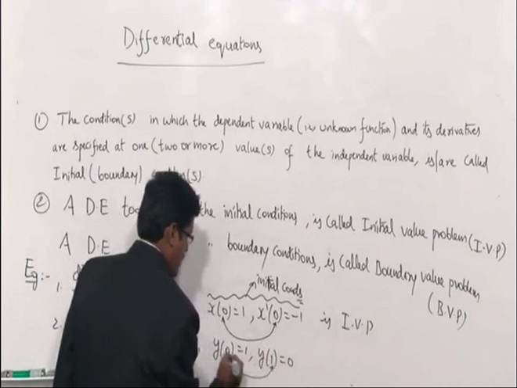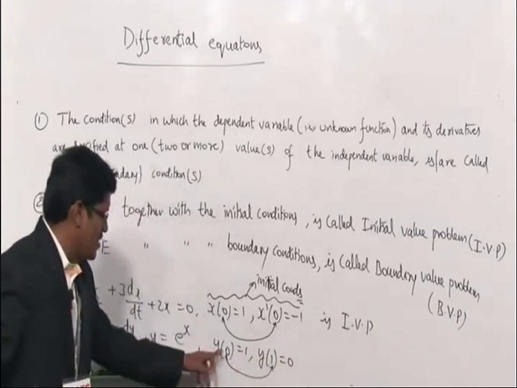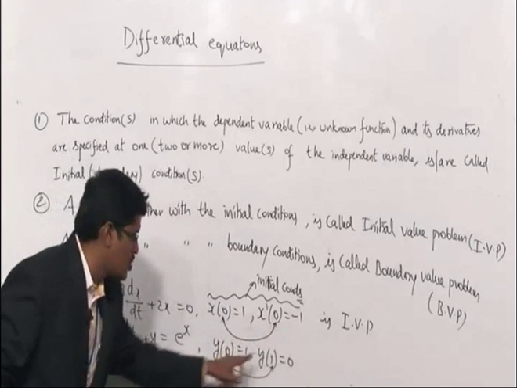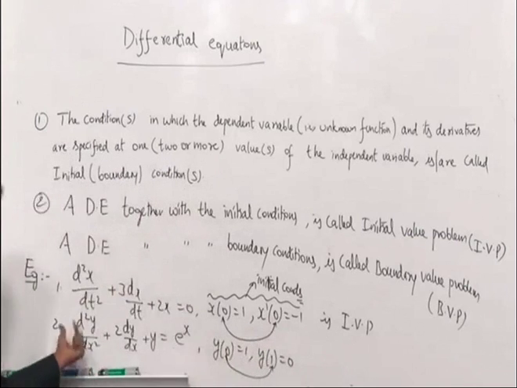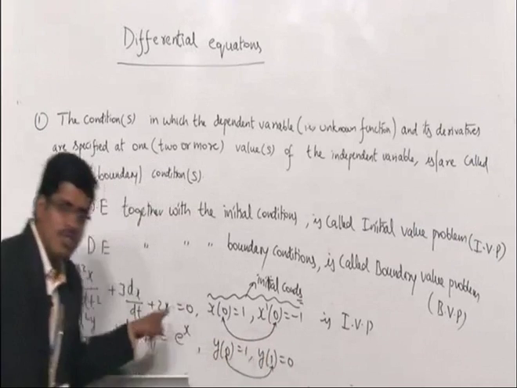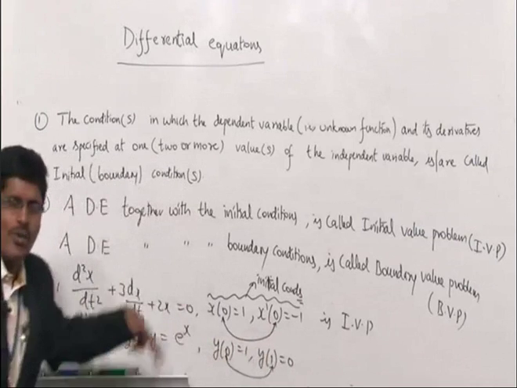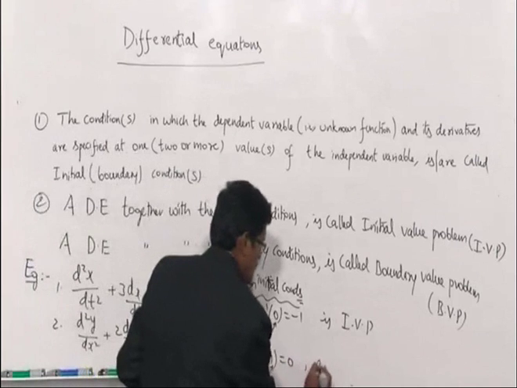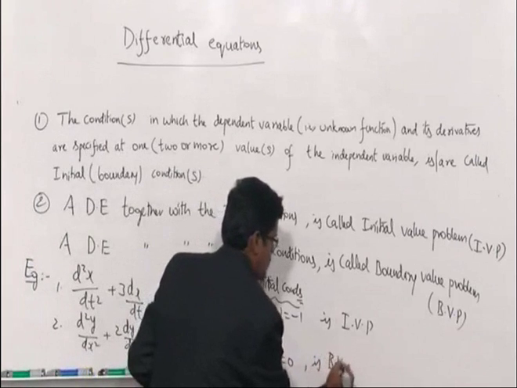Now observe the bracket values. Here y is dependent, with y values 1 and 0. What are the x values? x value 0, x value 1. Here x is independent, so your independent variable takes more than one value, that is, 2 values of independent variable x. So this is called a boundary value problem.